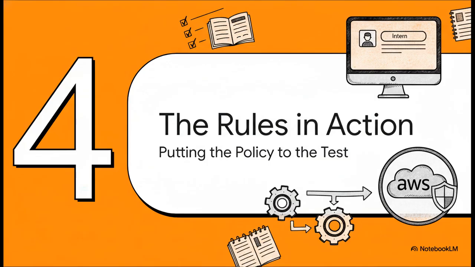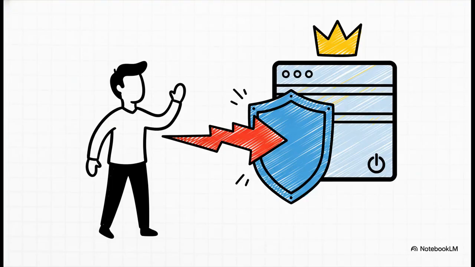Okay, the theory is done. The rulebook is written. Now for the fun part, does it actually work? Let's log in as our new intern and put this whole thing to the test. Okay, first things first. We're going to try to do something that should absolutely not be allowed. Let's say our intern tries to shut down the critical production server. This is the moment of truth.